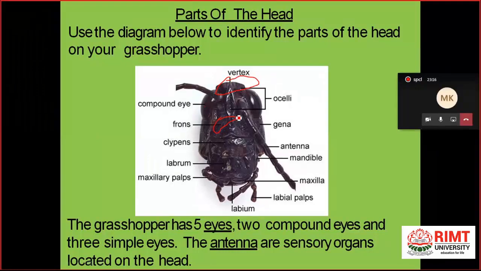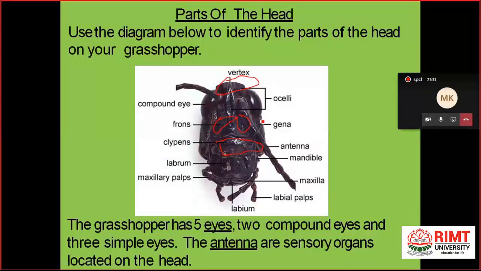This is frons. This is the clypeal region. Clypeal region. इसको क्लाइपेंस भी बोल सकते हैं, क्लाइपियस भी बोलते हैं.